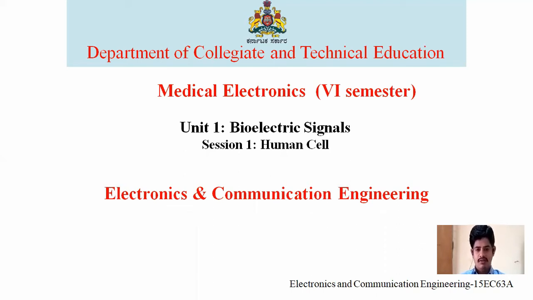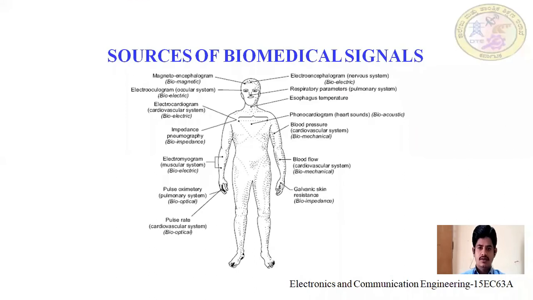Let's begin with the first session of the first unit, bioelectric signals, and this session will be dealing with the human cells. Before going to the human cells, we need some basic information regarding the different sources of the biomedical signals in the human body. When we are dealing with the human body, we must have some information. Based on that, we can operate on the human body.